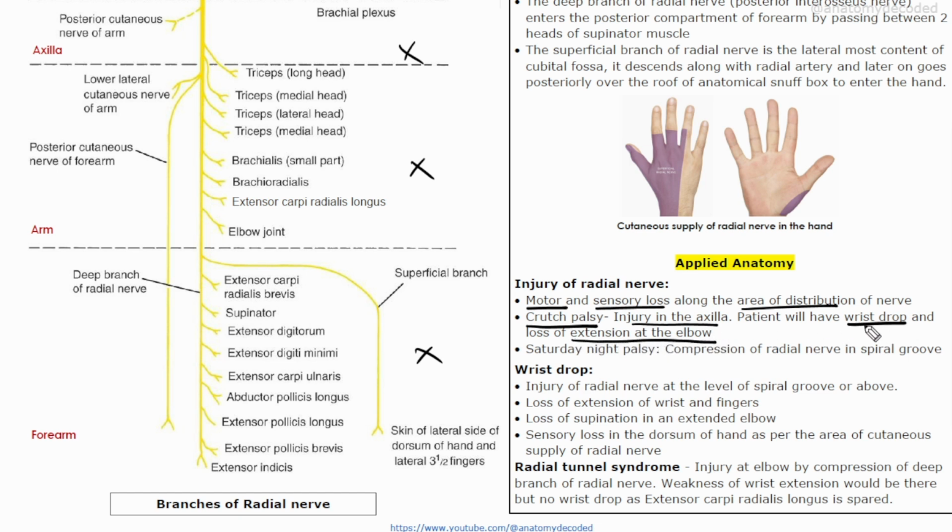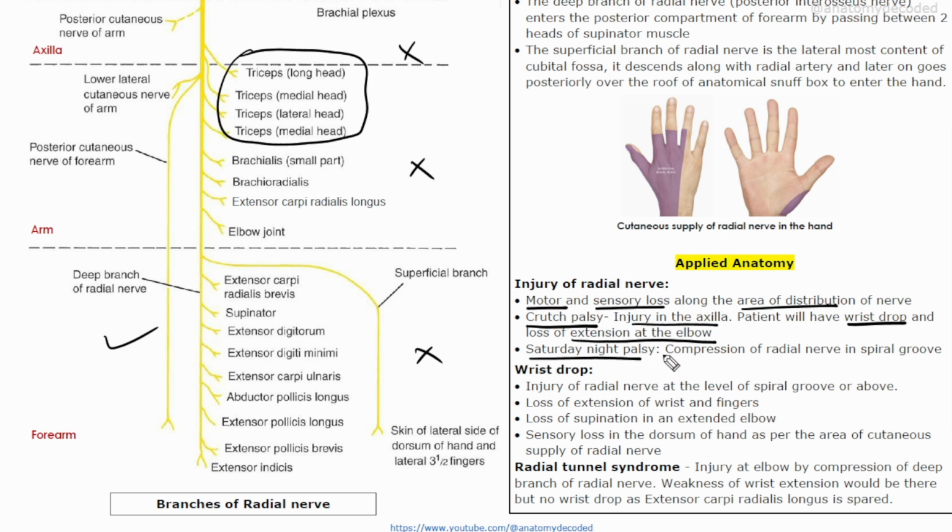Why wrist drop? Because extension of the wrist is done by the muscles of the extensor compartment of the forearm, that is affected. Why is extension of the elbow lost? Because the triceps muscle entirely is affected. Branches given in the axilla as well as arm, all are affected.